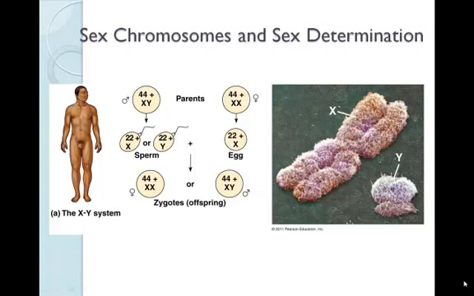The Y chromosome is much smaller than the X chromosome, and it carries a few traits, mostly genes related to the development of male sex characteristics. The other chromosomes are called autosomes. So the human genome consists of 46 chromosomes. 44 are autosomes, and the other 2 chromosomes are the sex chromosomes.